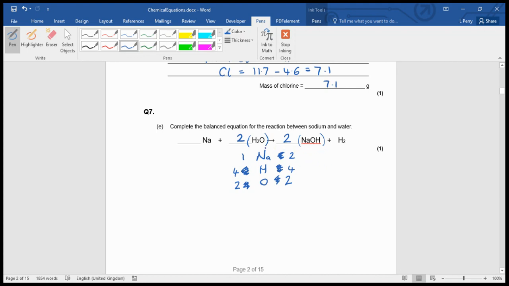But in doing all of this, I've now messed up my Nas. I need 2 Nas on the left, so that balances. I would have done that first number in pencil because I wasn't sure. And then if I'd have been wrong, I could have rubbed it out and updated my numbers. Maybe I could have tried a 3, but it worked out the way I did it.